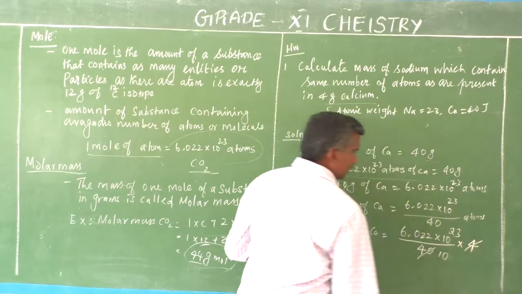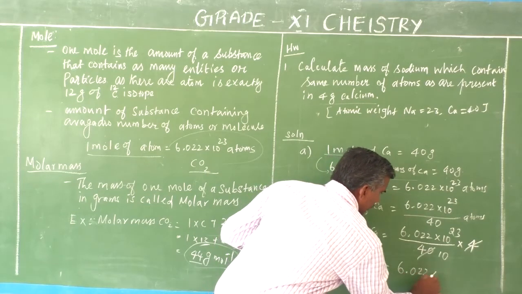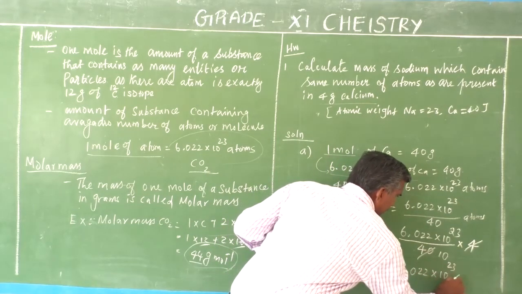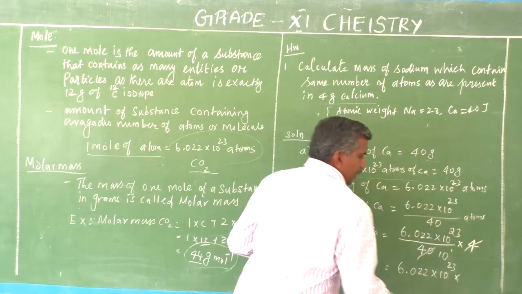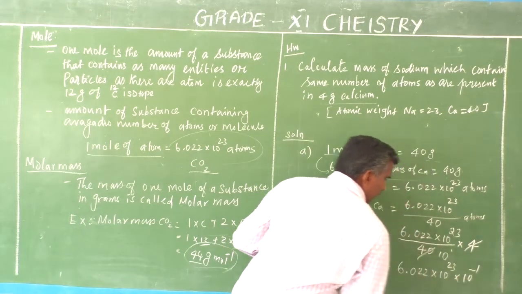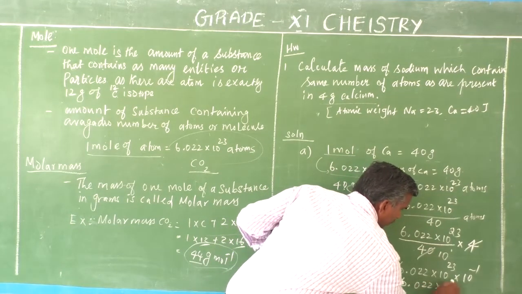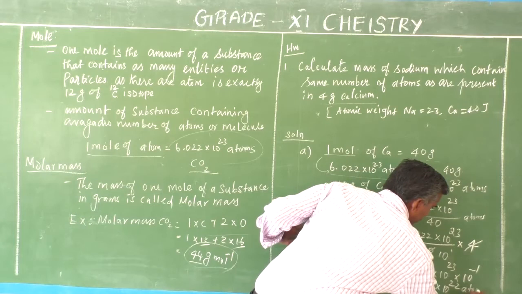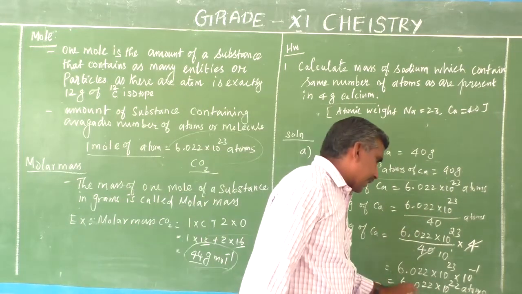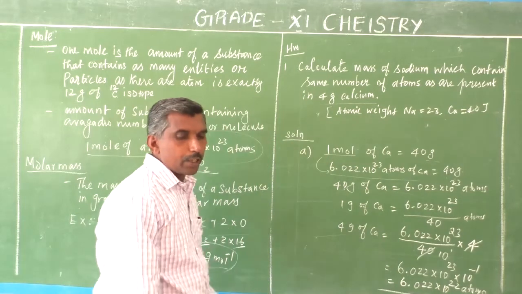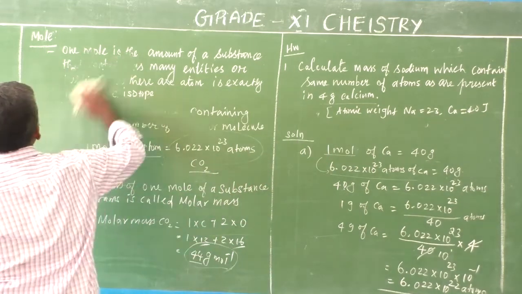It becomes 10. So 6.022 into 10 power 23 divided by 10, the denominator 10 power 1 is converted into the numerator as minus power 1. So 6.022 into 10 power 22 atoms. So 4 gram of calcium contains 6.022 into 10 power 22 atoms.